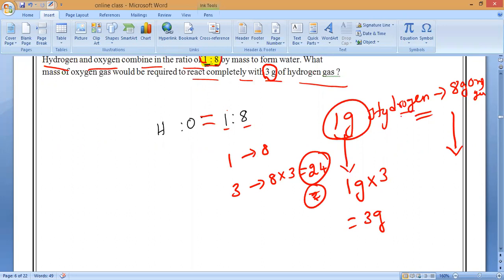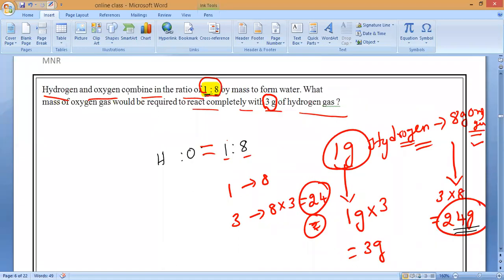The same way here, 1 gram of hydrogen needs 8 grams of oxygen. Now they are asking for 3 grams of hydrogen. Each gram of hydrogen needs 8 grams, so 3 grams means 3 into 8. So 3 into 8 means how many grams of oxygen? 24 grams of oxygen is needed. Do you understand, all of you?